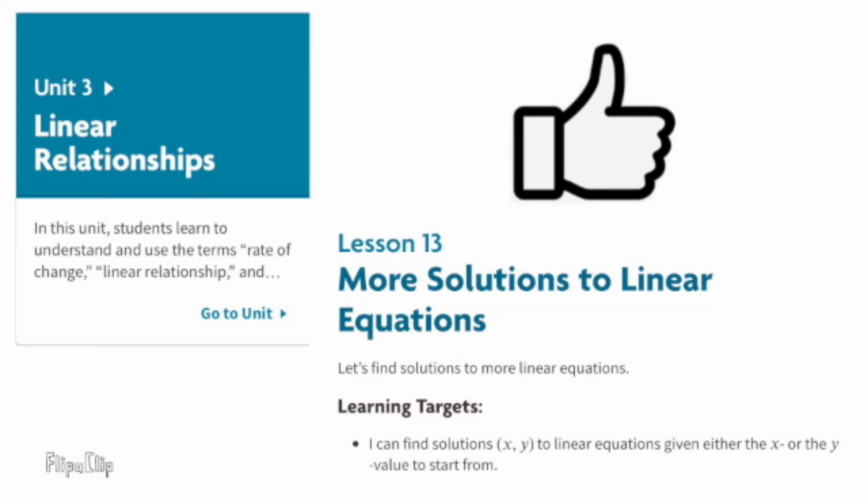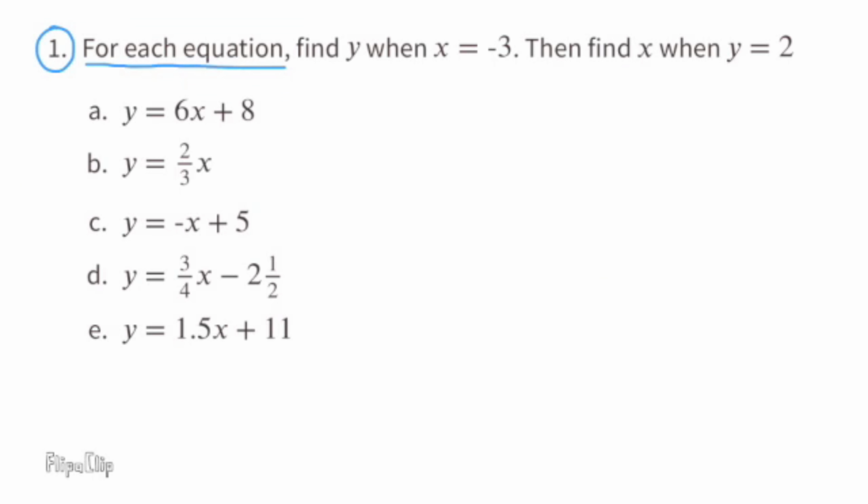I appreciate it. Problem number 1. For each equation, find y when x is negative 3. Then find x when y equals 2. A. Y equals 6x plus 8.